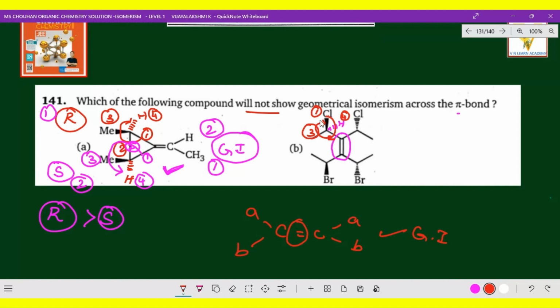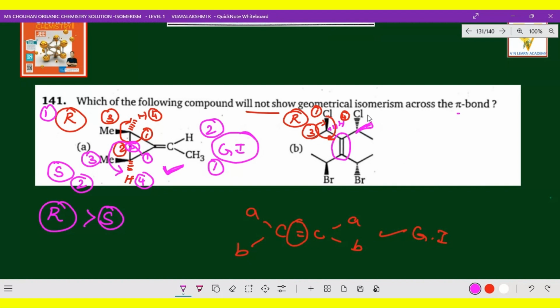So 1, 2, 3, 4 clockwise, so that means this is R. I hope you got the clarity. And the same way another one, Cl is available. Now hydrogen will be fixed over here. So when hydrogen comes over here, this is wedge position. Actually hydrogen is the lowest priority, it has to be on dash position only.